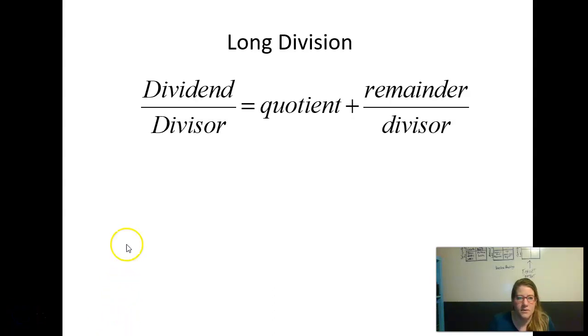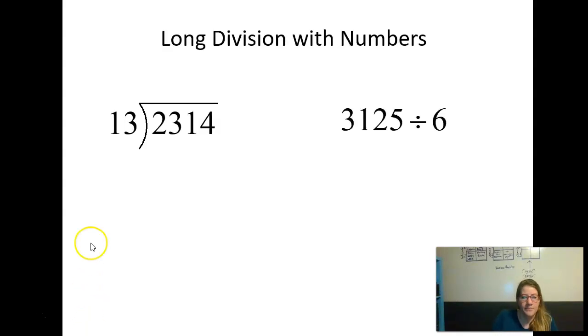So if you remember the parts of long division, the dividend is the part that is being divided, and the divisor is what you are dividing it by. The answer is called the quotient, and then if we have a remainder, we add it on to the quotient and we put it over the divisor. So that's just a quick review of that. Let's just do some long division with numbers first, just to remind yourself what it looks like, and then we will do some with polynomials.